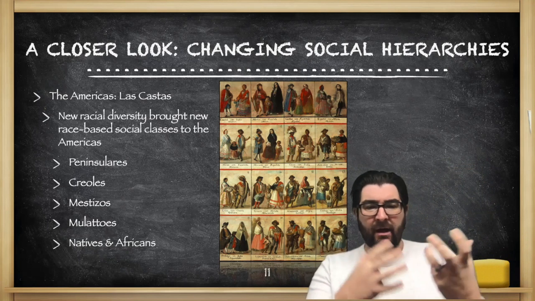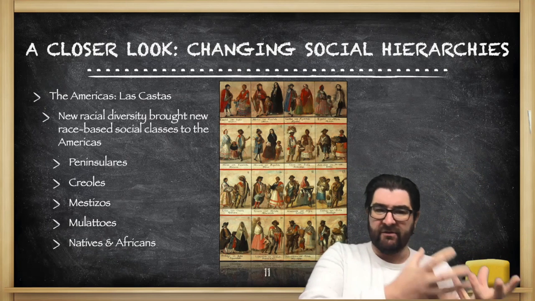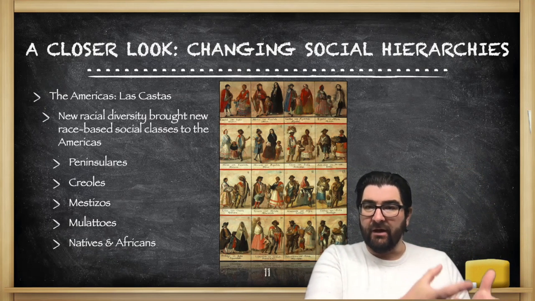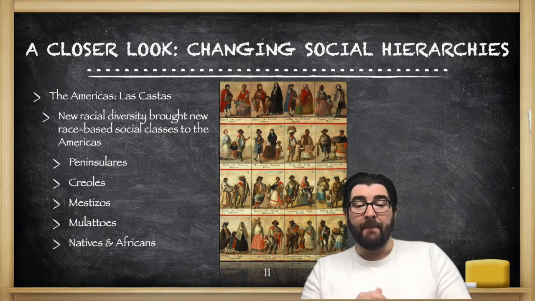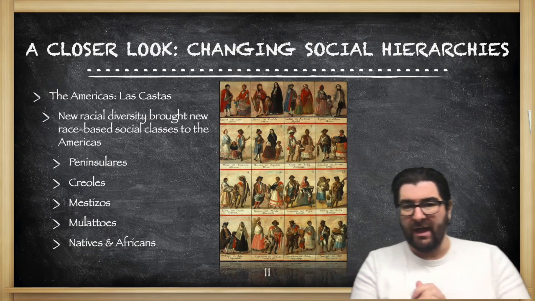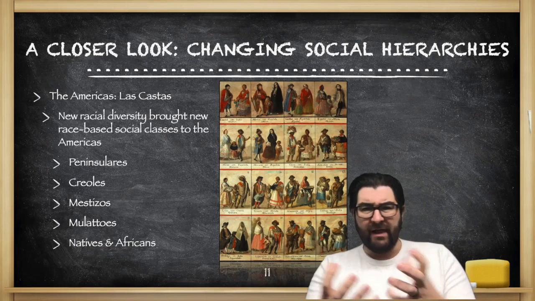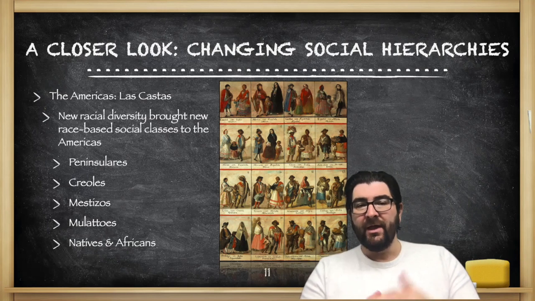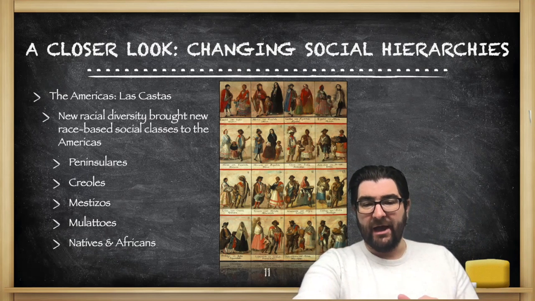And then you've got blended race people: mestizos, blended of Spaniard and indigenous American. The mulatto, blended of Spaniard and African, and then natives and Africans down in the lowest tiers of these social hierarchies. And so we see this new hierarchy develop because you've got new people that never had integrated before. And in Latin America, we are certainly going to see this race-based hierarchy.